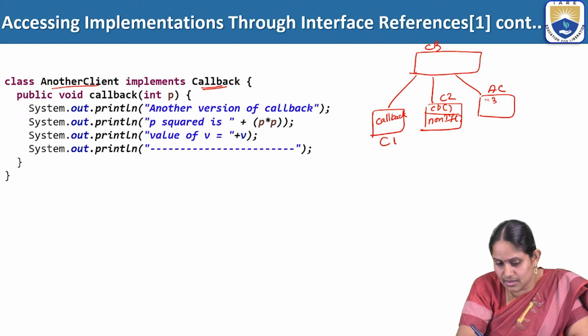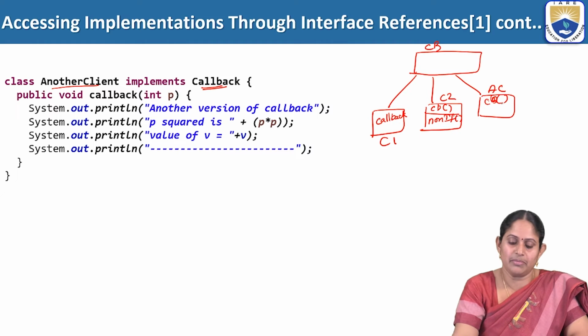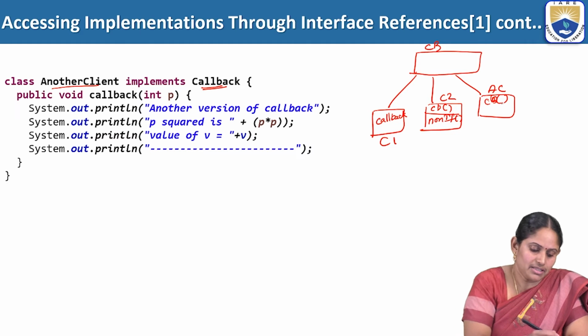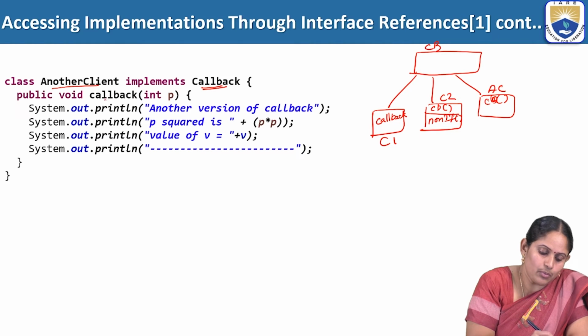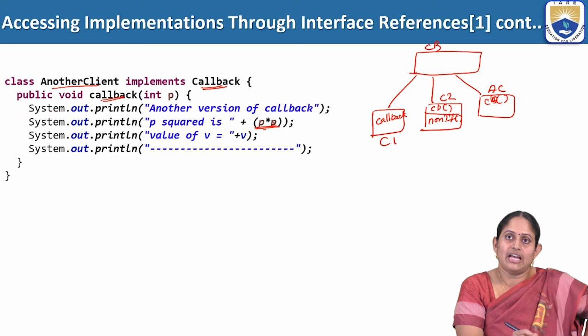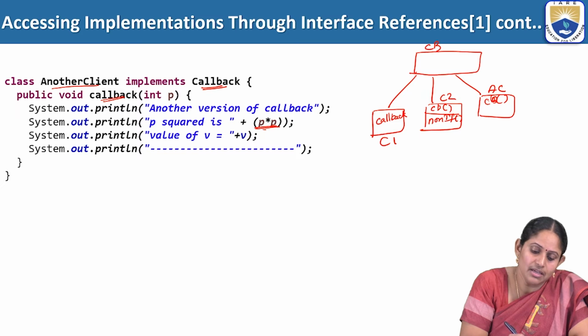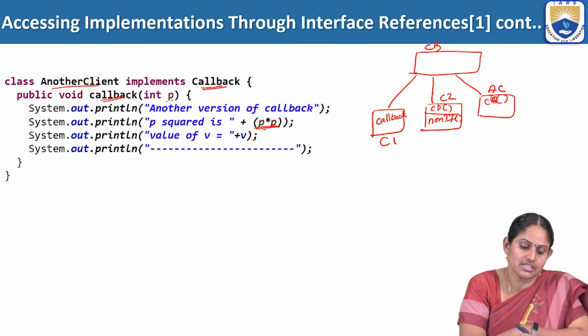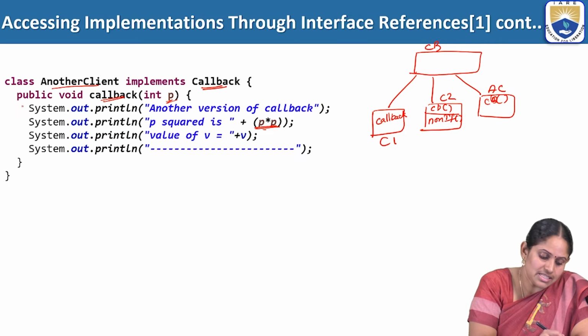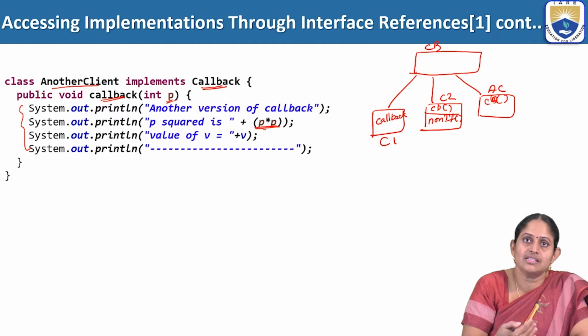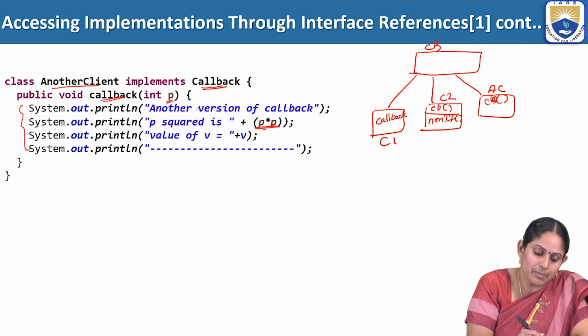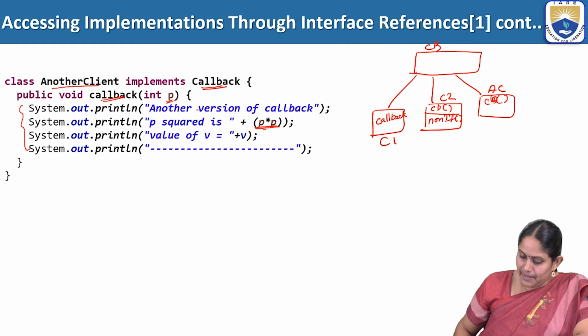It is a different way of implementation for the callback method. So inside the another client, how is the implementation? It is displaying the product of the value which it has taken. It is defining the square of that value which is being passed as the parameter. So this is a different way of implementation inside the class another client.